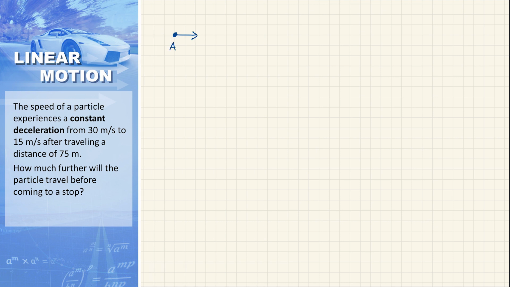To answer this question, we will create an illustration for better understanding. There is a particle, and at point A, it has a speed of VA equals 30 meters per second. This particle moves with deceleration until it reaches point B. At that moment, its speed, or VB, is 15 meters per second. It is known that the distance between A and B is 75 meters.